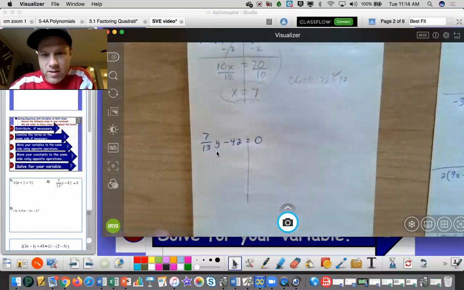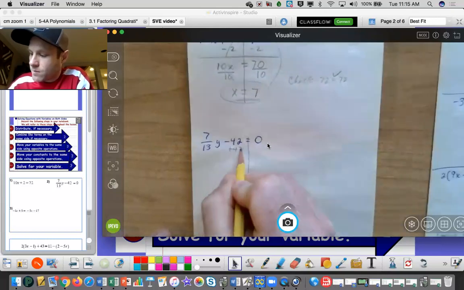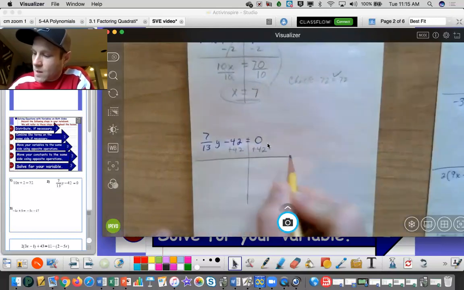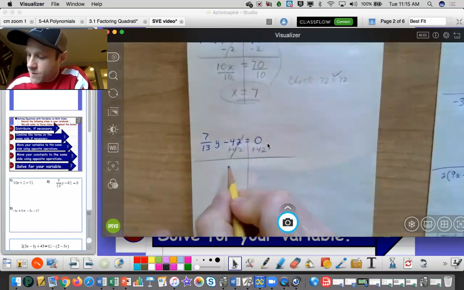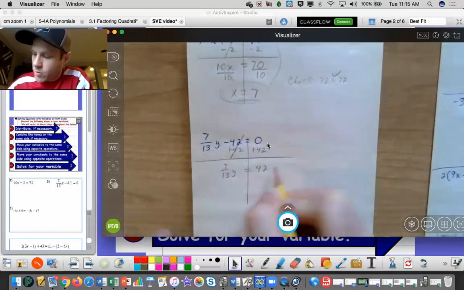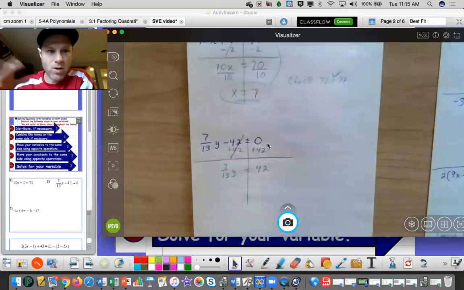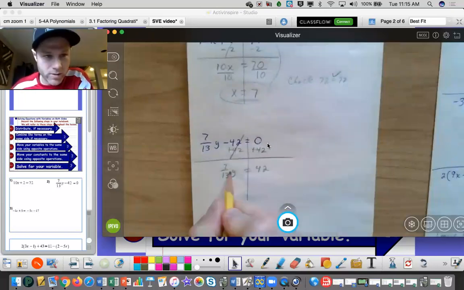The constants are these numbers, so we're going to move this 42 over to the other side. So I'm going to add 42. And then recopy. 0 plus 42 is 42. And here's where, if we had our graphing calculator and we could set it into our TI-84, we would just divide because this is a multiplication question.